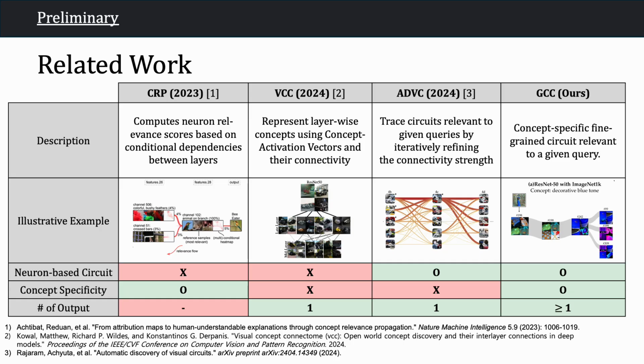The method most similar to ours is ADVC, which directly utilizes the model's native components to discover circuits. Unlike CRP or VCC, ADVC can identify circuits that represent not only class level, but also image set level relationships. However, it still tends to merge multiple fine-grained concept circuits within a class or dataset into a single unified circuit, making it difficult to capture detailed or concept-level structures.